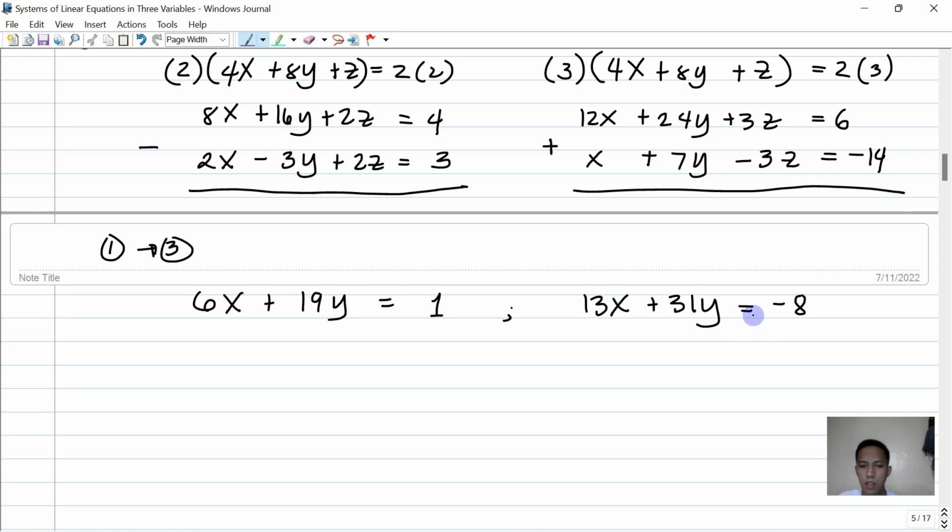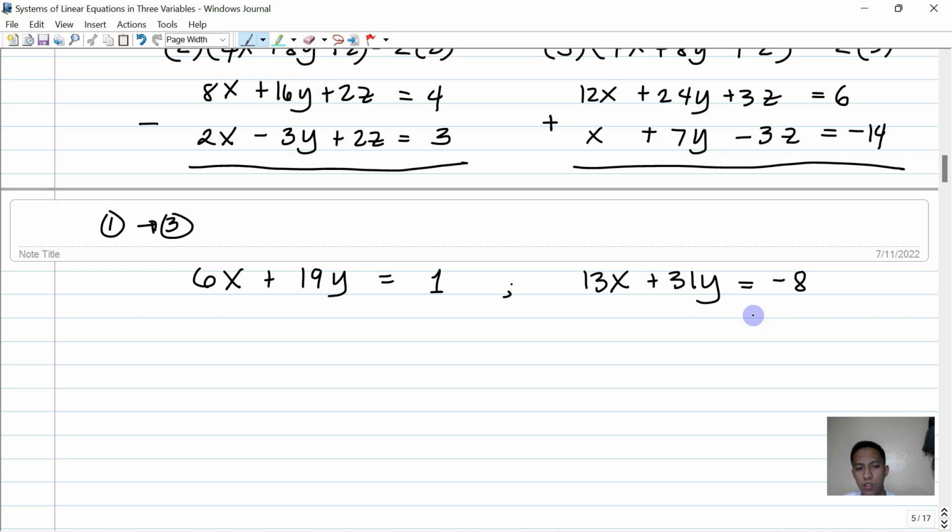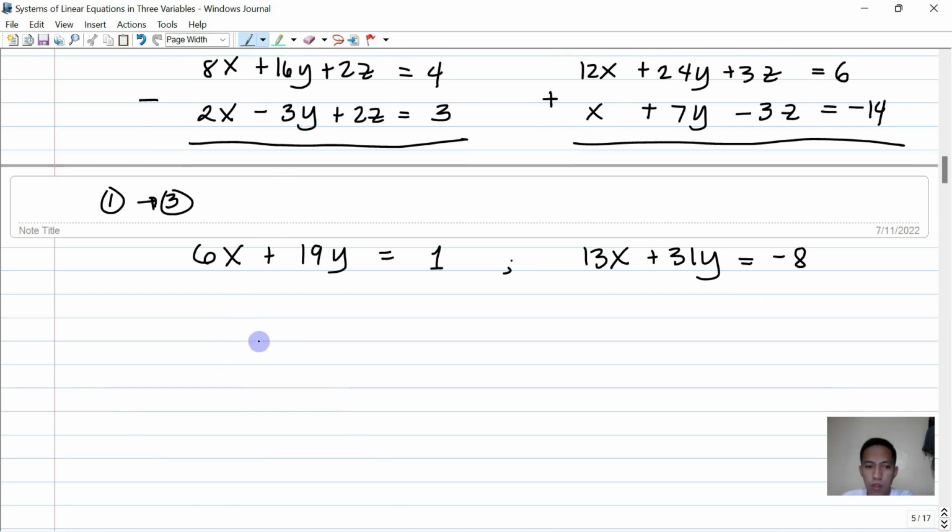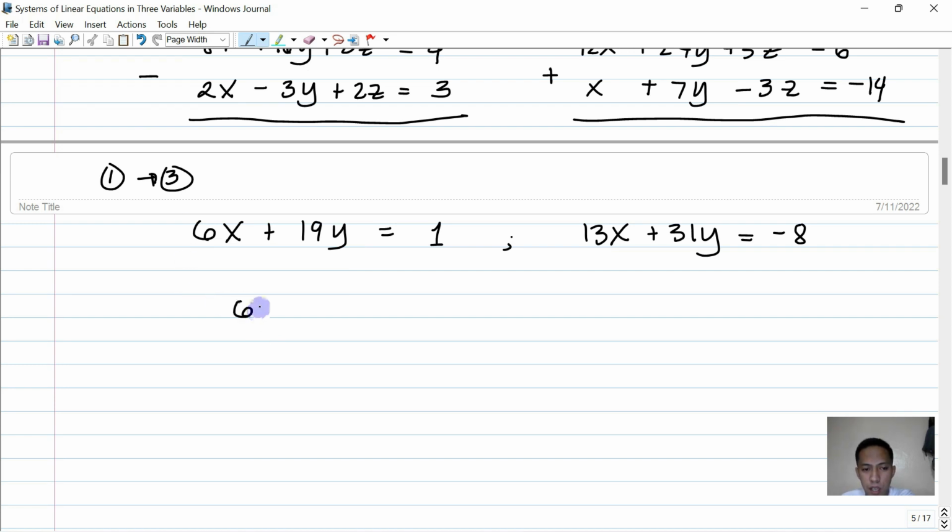Okay. As you can see here, meron na tayong 2 equations, 2 unknowns, so we can solve for x and y na. So using these 2 equations, we have 6x, okay, plus 19y equals 1. And we have 13x plus 31y equals negative 8. So as you can see here guys, we can eliminate y to solve for x. But as you can see, yung y natin for the first, okay, itong first equation is 19y.